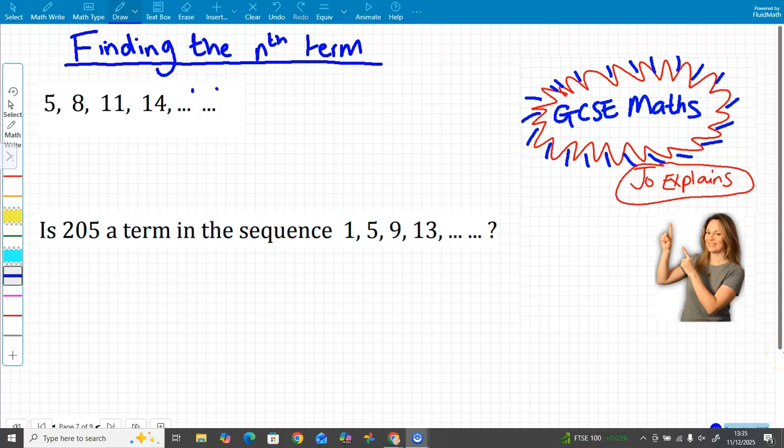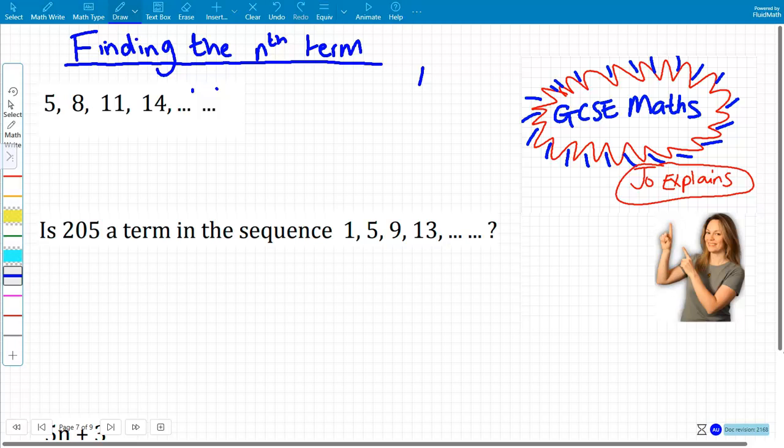Hi everyone, so today we're looking at finding the nth term of a sequence. So you might see a question like this where it asks you to find the nth term. My little tip is to first of all write your times tables, or the numbers that are the times tables. So first of all starting with the 1 times table, the 2 times table, the 3 times table, or if you do want to write this down, just remember it.